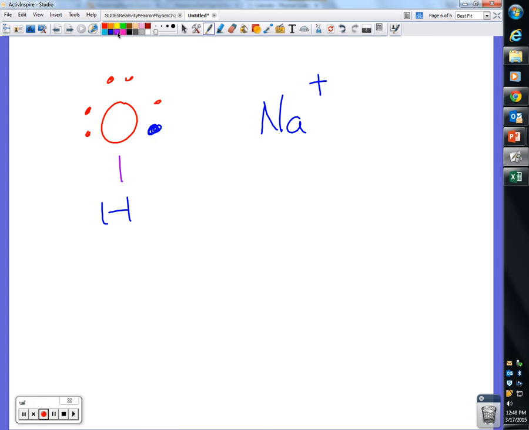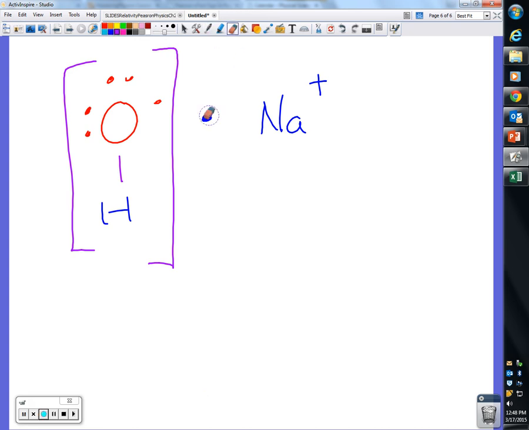Over here, though, this oxygen and this hydrogen are bonded together. They are sharing 2 electrons. That makes them bonded together. They are a group now. But oxygen, even though it's part of a group, still doesn't have all the valence electrons that it needs.